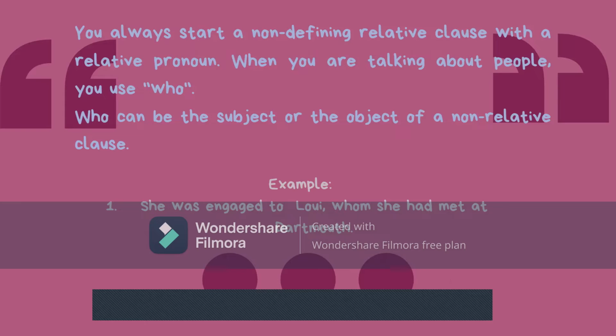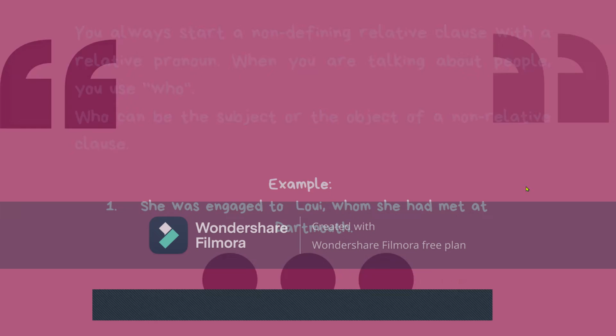Okay, here we can see that who can be the subject or the object of the non-defining relative clause. Fer, can you read this example, please? She was engaged to Louis, whom she had met at Dartmouth. Yes, very good. Okay, as you can see, here we use whom. Later we are going to explain why we use that.